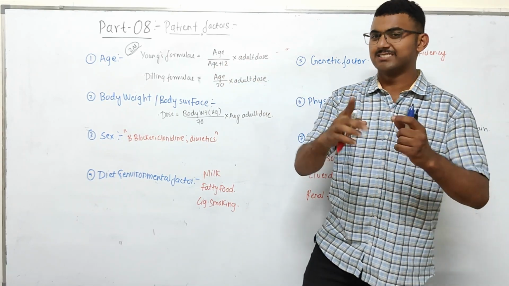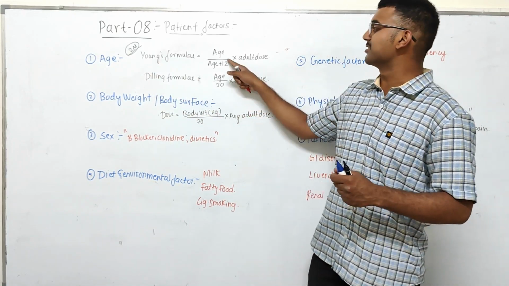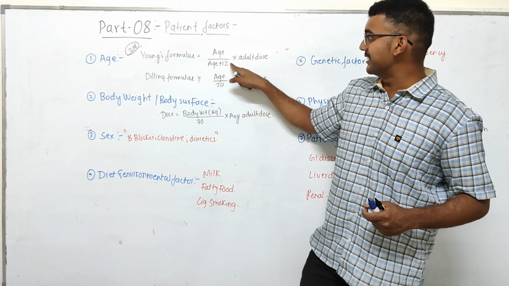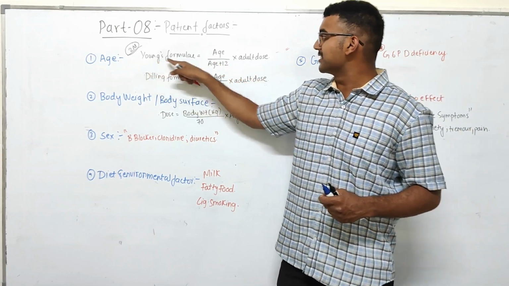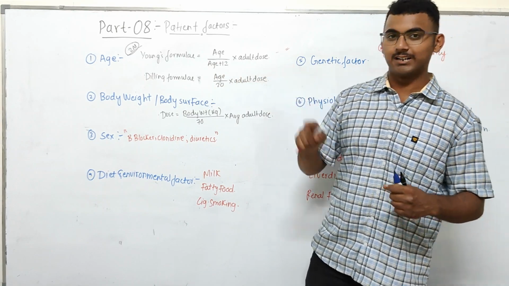Now how to remember it? Simple thing. Young in the sense, when do you say the person is young? When the person is 12 years. So that's why you remember Young's formula is equal to age divided by age plus 12 into adult dose.